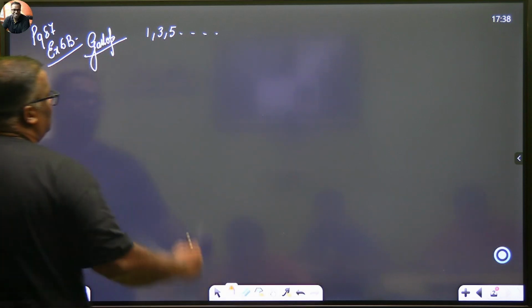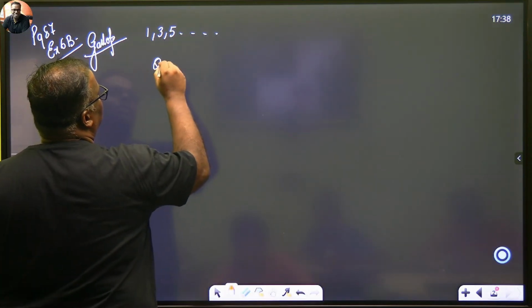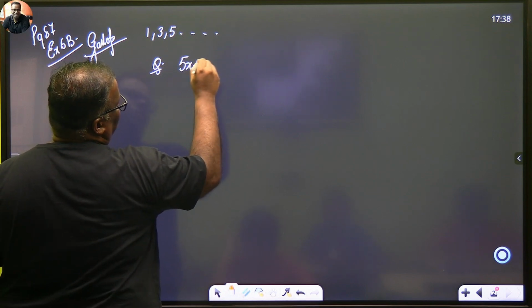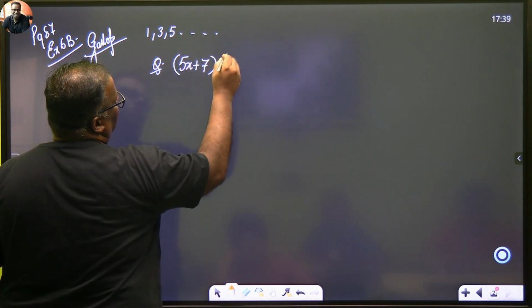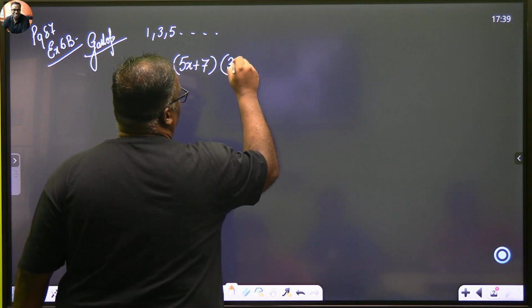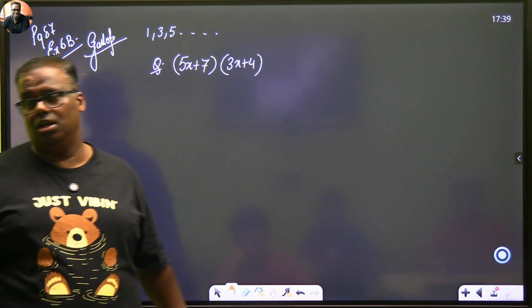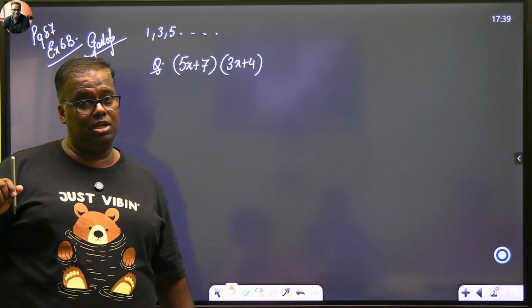Mishka, can you tell me what is the first question? 5x plus 7 into 3x plus 4. All of you see it for procedure. Once again, I'm telling you, this time if I see a mistake, I will put the pen between the fingers and squeeze the fingers.